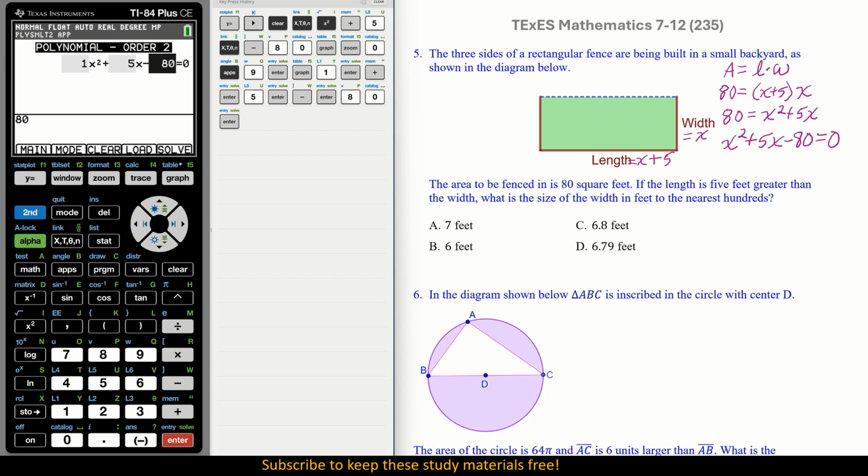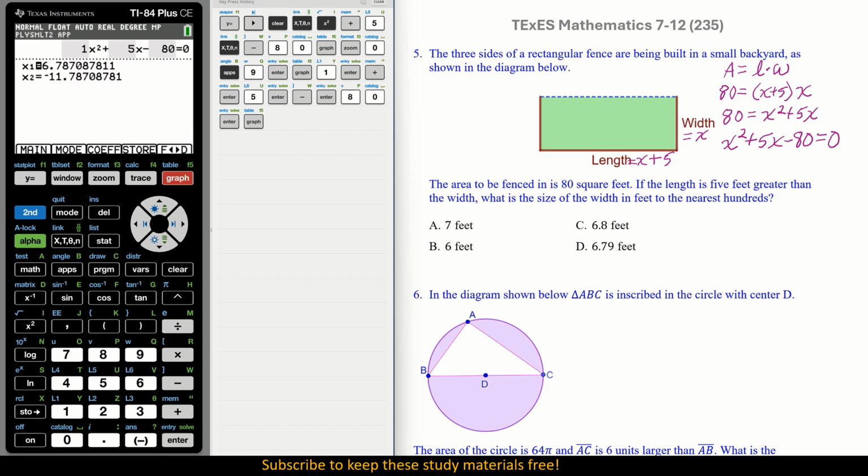Okay, now solve is the graph button. So let's push that. Now, we do not want the negative 11. We want the positive value, and that will be roughly 6.79, which is option D. Okay, that was better than graphing and kind of guessing.